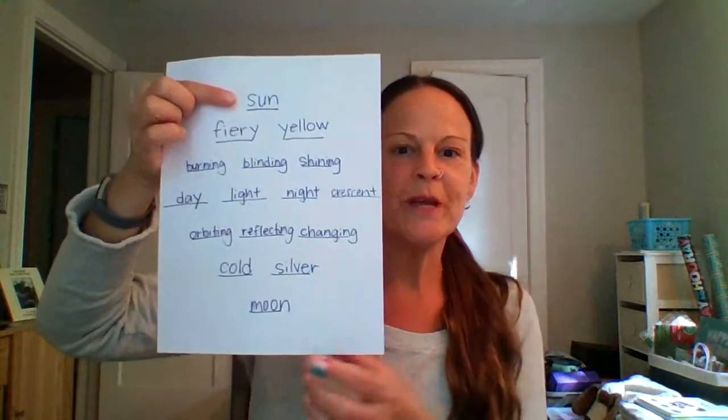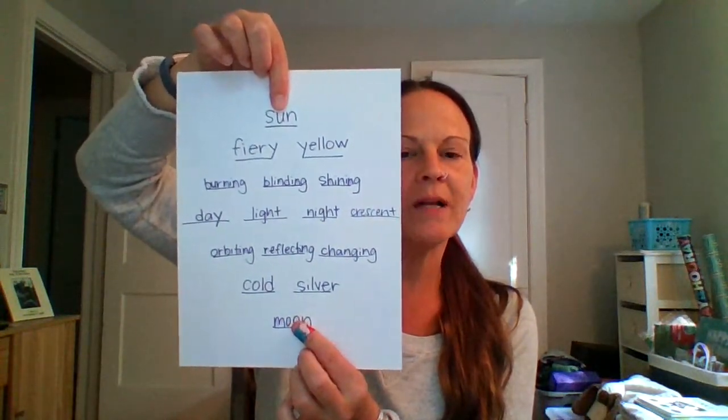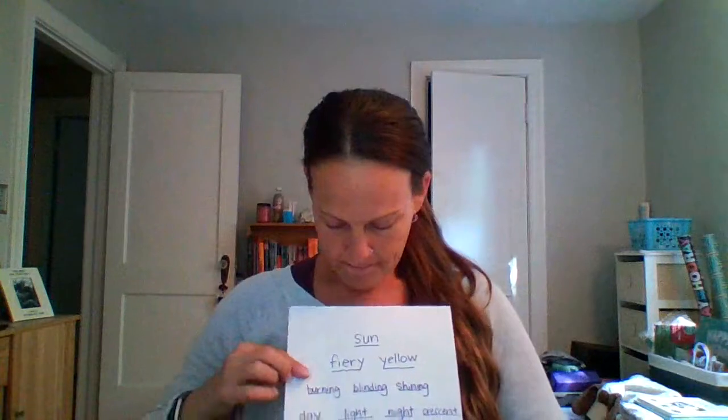The moon. So now I have the sun at the top and the moon at the bottom. So my first 2 lines and my first 2 nouns are all going to describe the sun. My last 2 nouns and then the adjectives and verbs at the bottom are all going to describe the moon. So let me show you what I mean.